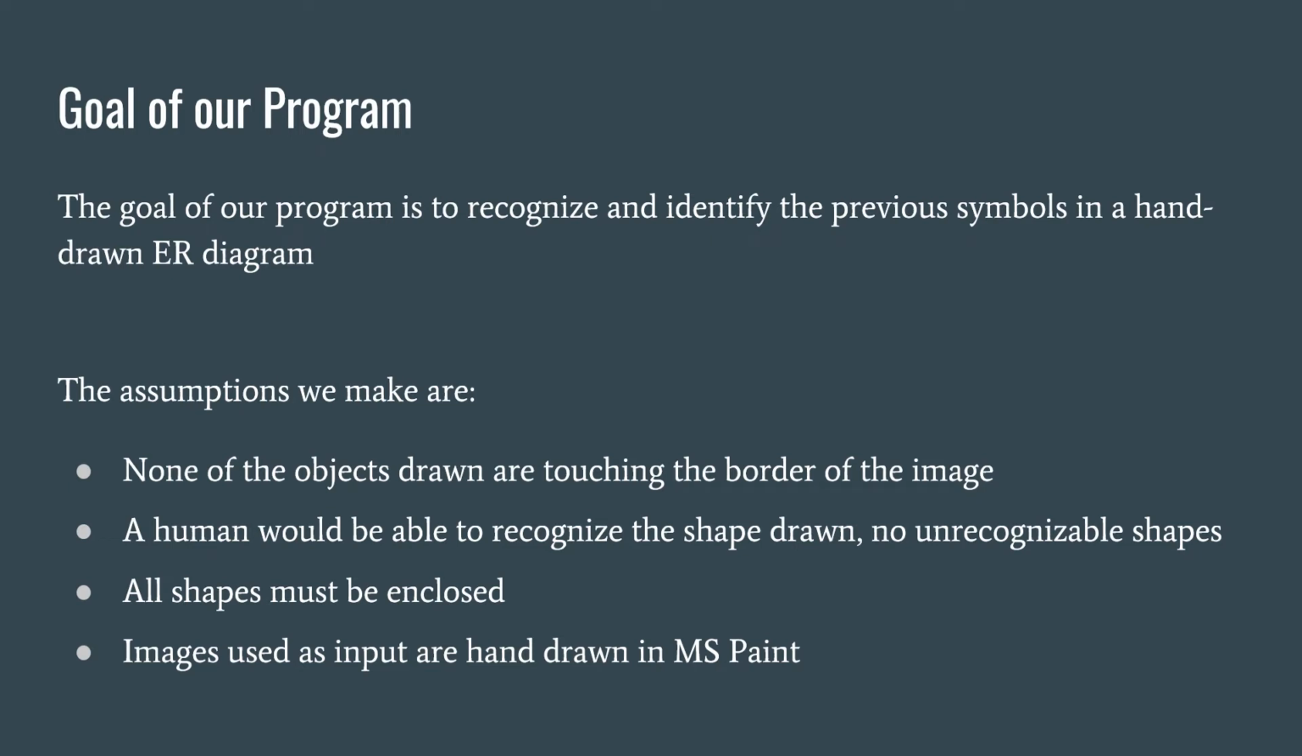The goal of our program is to recognize and identify the previously mentioned symbols in a hand-drawn ER diagram. To help us achieve this, we make a few assumptions. First of all, none of the objects drawn should be directly touching the border of the image. A human should be able to recognize the shape that is drawn. The shape should be resembling the shape they are intended to be. The shapes must also be enclosed so that there are no gaps in the perimeter of the shapes. And finally, the input images should be made using Microsoft Paint. The last 2 points will be elaborated further by Tommy a bit later.